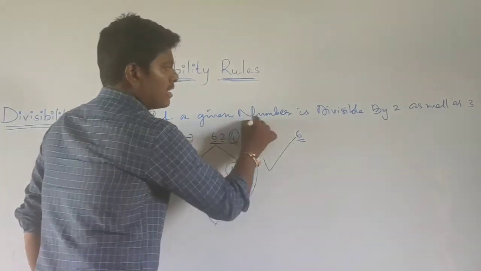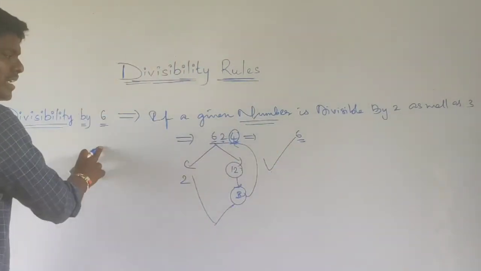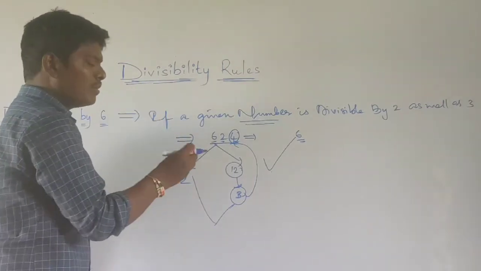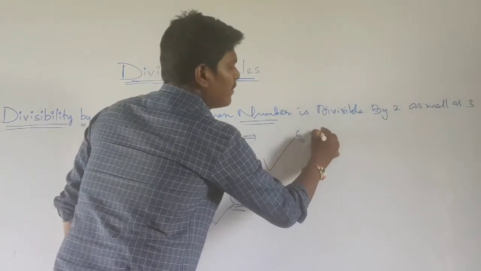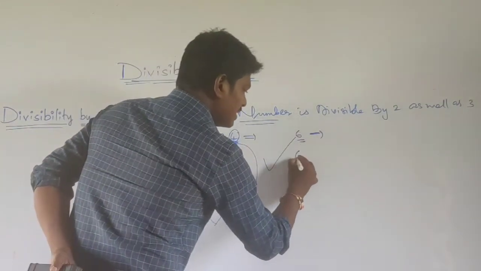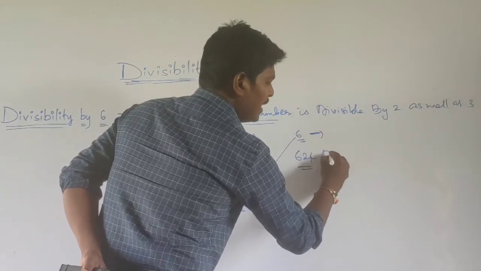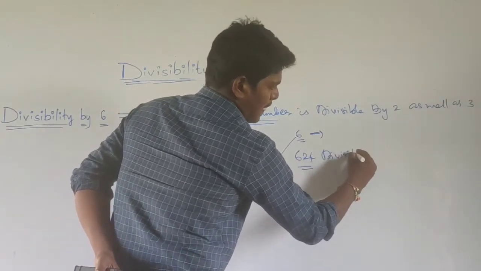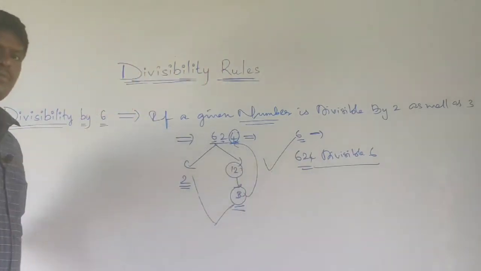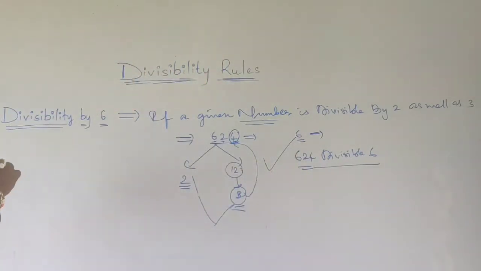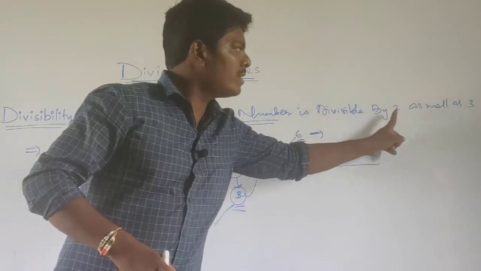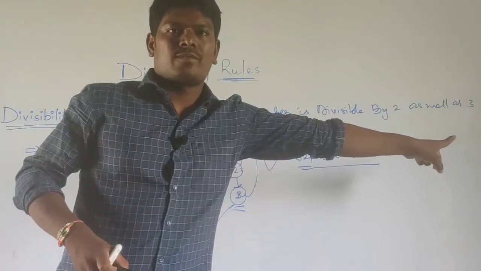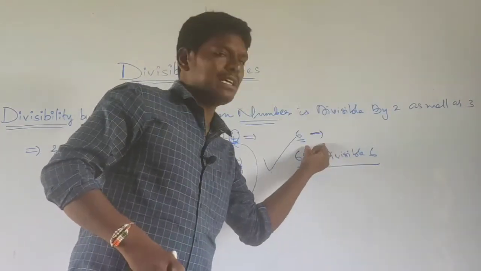So according to the divisibility rule of 6, if any number is divisible by 2 as well as 3, the number will be divisible by 6 with no remainder. So we can say clearly 624 is divisible by 6. Okay, we take one more example, 2862. What is the definition? If a number is divisible by 2 as well as 3, that number is divisible by 6 also.